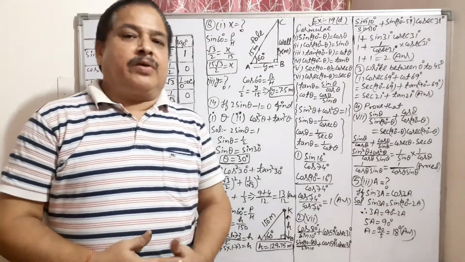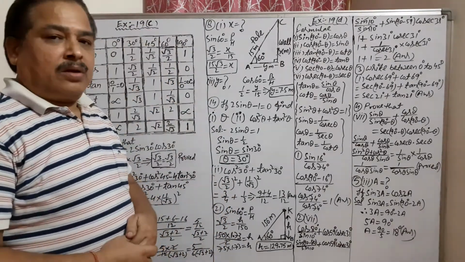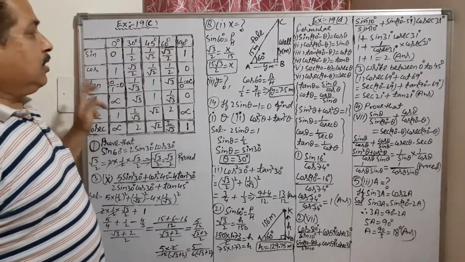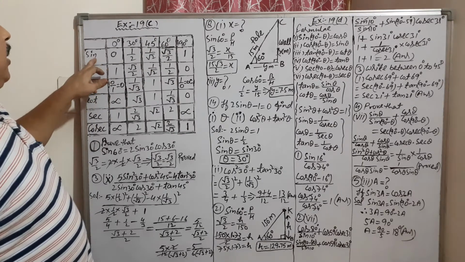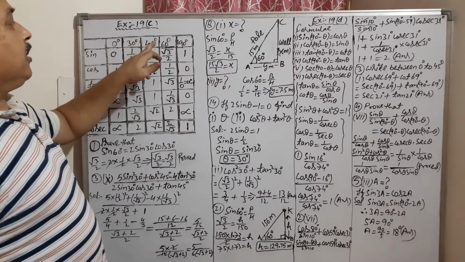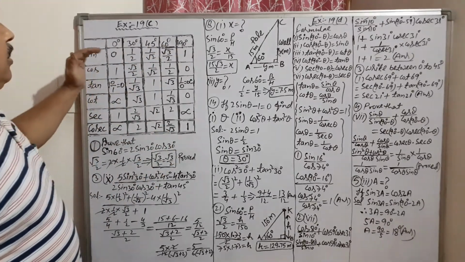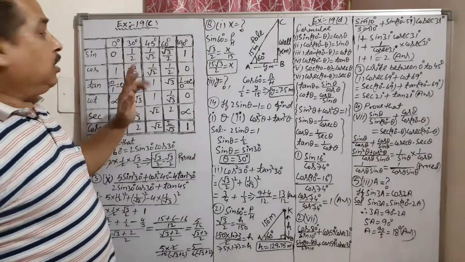Class 9. Today we are completing trigonometry. See exercise 19C. This exercise is based on a table. See this table. Some angles are given here: 0 degree, 30 degree, 45 degree, 60 degree and 90 degree. So this table is only for these angles.